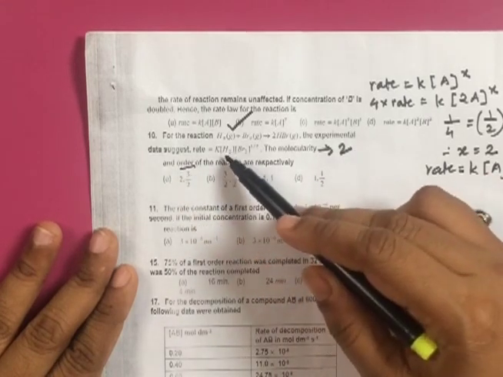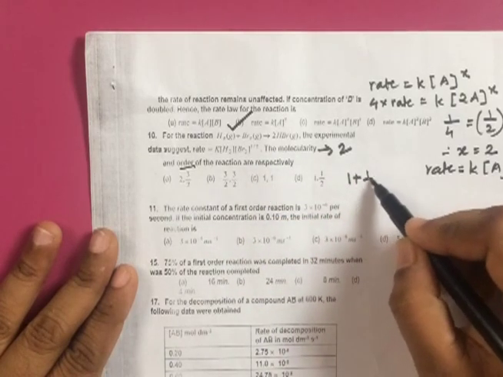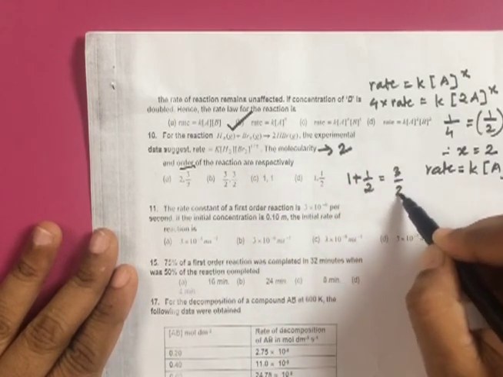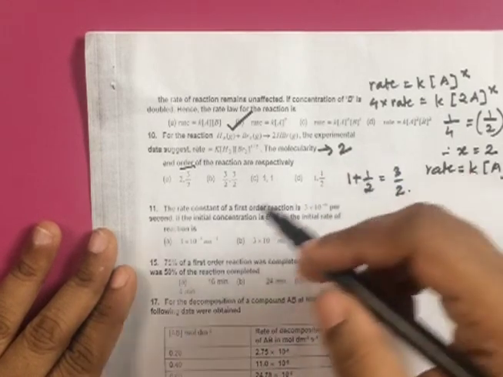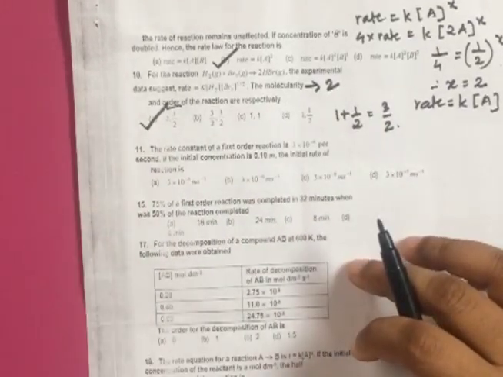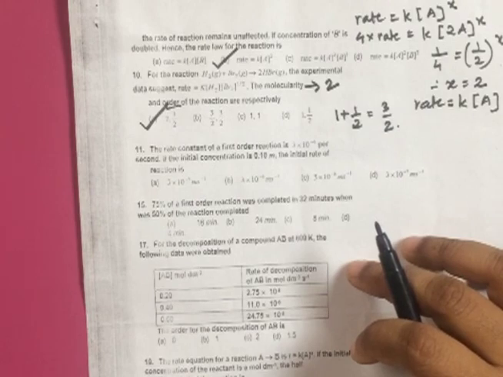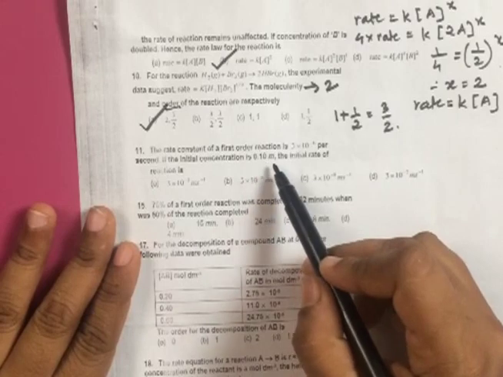The molecularity and the order of reaction. Here, one molecule of H2 will react with bromine. Therefore, molecularity of the reaction is 2, while the order of reaction with respect to hydrogen is 1 and with respect to bromine it is 1 by 2. So total is 3 by 2. So answer is 2 and 3 by 2. Hence option A.